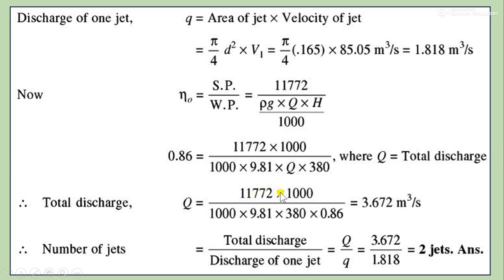By putting the values, we get the total discharge, that is the penstock discharge, equal to 3.672 meter cube per second. Now the number of jets can be obtained by taking the ratio of penstock discharge to jet discharge. So we get the answer, that is the number of jets.